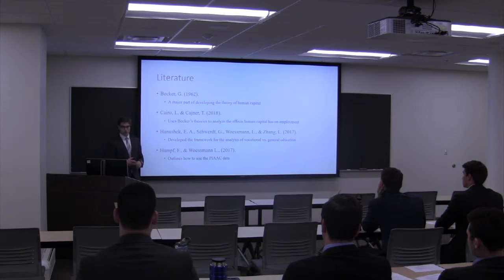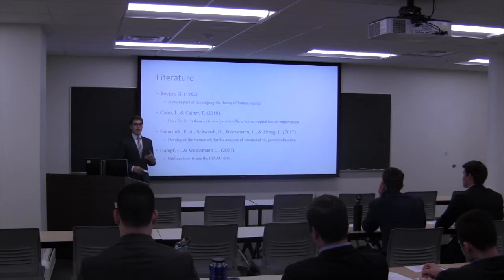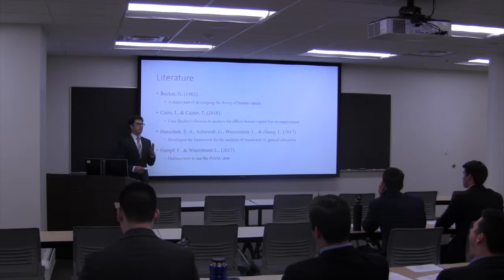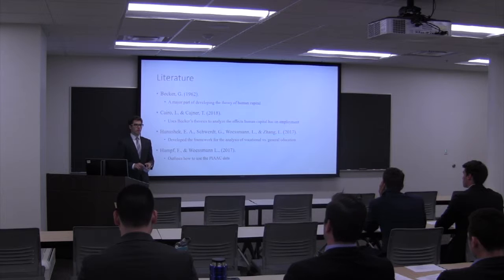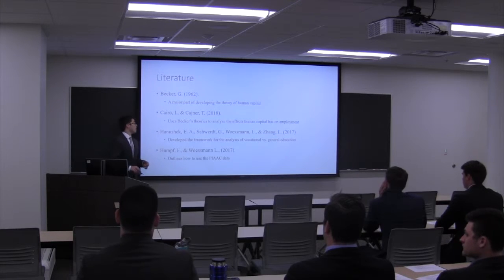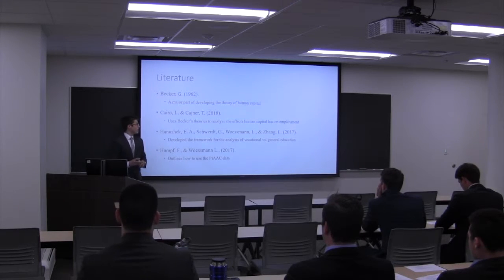So a little bit about the literature. First off, Becker, along with a couple other researchers, were a major part of developing the theory of human capital. What Becker theorized is that anything increasing your relative income potential is human capital. So this isn't only education, but can be on-the-job training and even go as far as nutrition. Next is the Cairo-Kajner paper. This paper analyzed the effects of on-the-job training and how human capital affects entry and exit into employment.